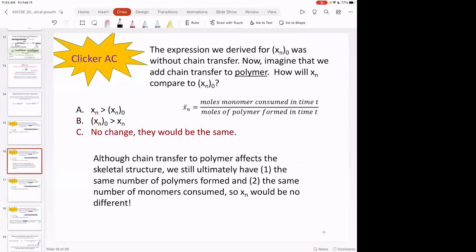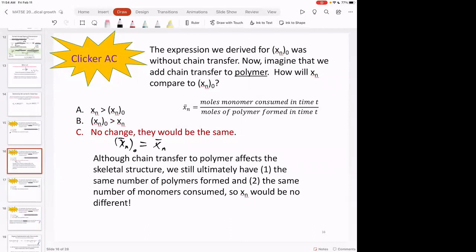And this is the special case. The special case is when you have chain transfer to polymer: no change in degree of polymerization, x bar n equals x bar n0. That's the special case, chain transfer to polymer.